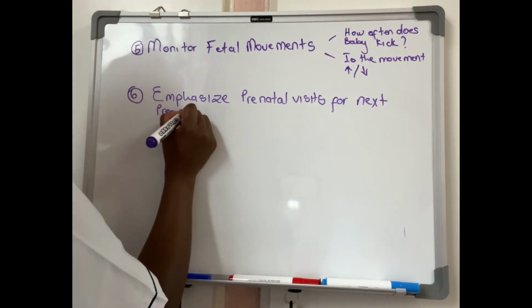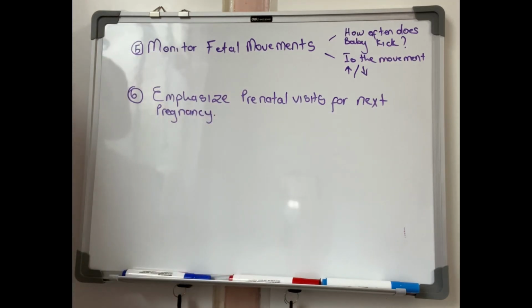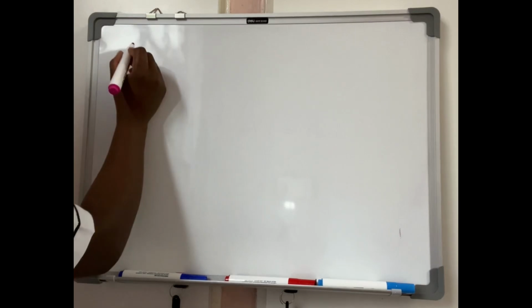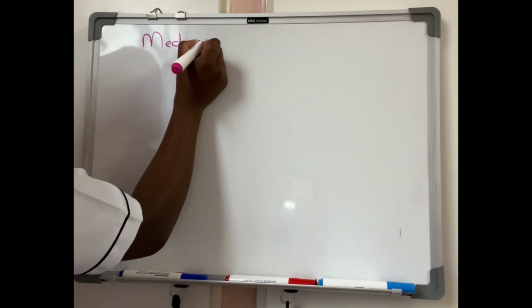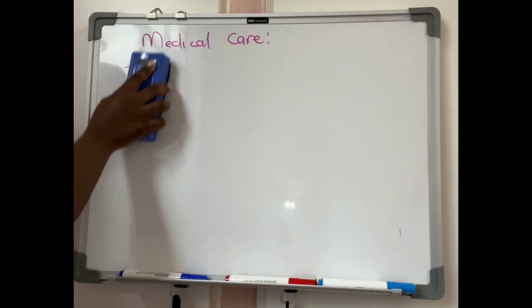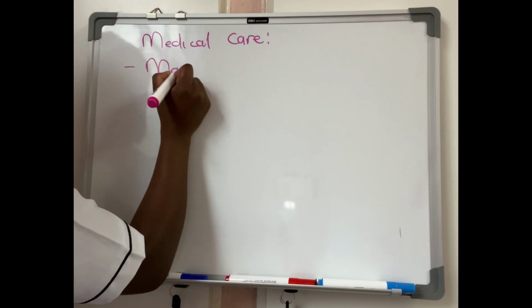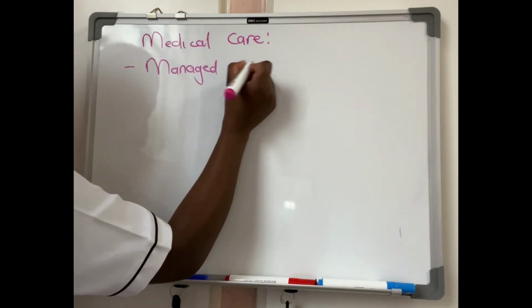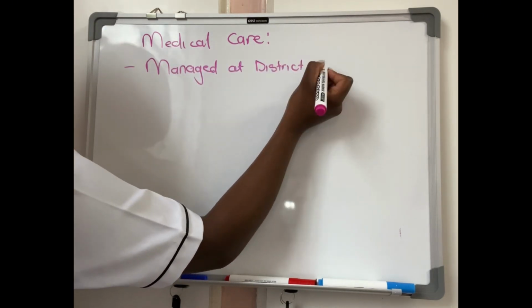Number 6, we need to emphasize that the woman must go to prenatal visits for her next pregnancy. Remember, this is important that her blood pressure is monitored before she plans to have another child. We need to monitor her blood pressure and make sure that it is within controllable ranges.